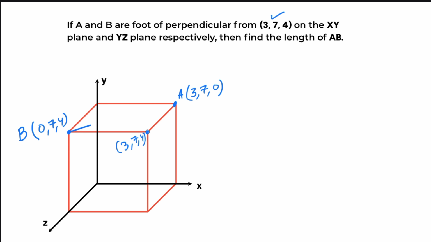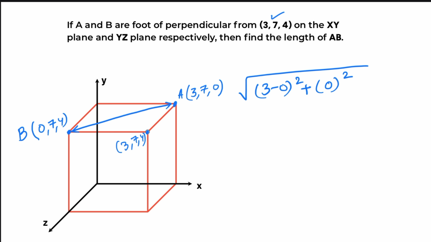So this distance can be found using the formula that we have seen earlier. The formula gives (3 minus 0) whole squared plus 0 whole squared plus 4 whole squared, because 7 minus 7 is 0. So this comes out to be root over 25, which is 5.